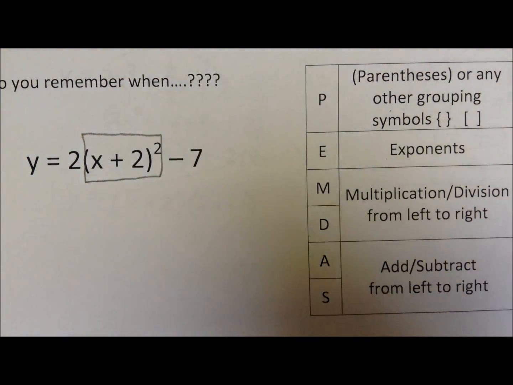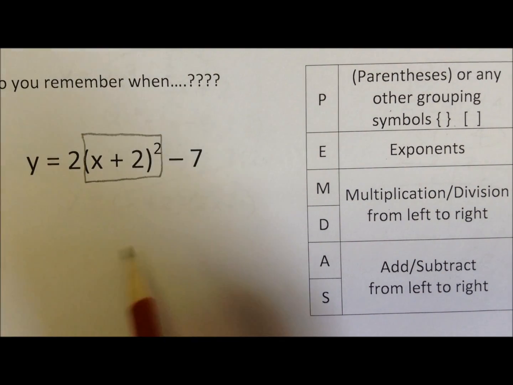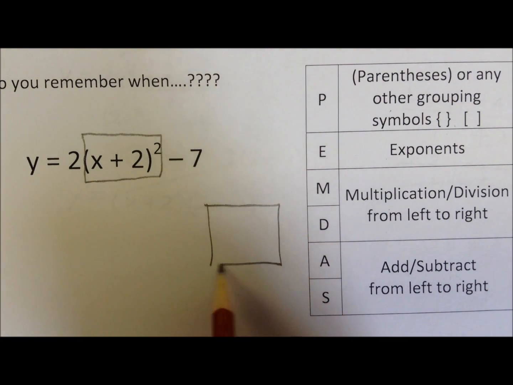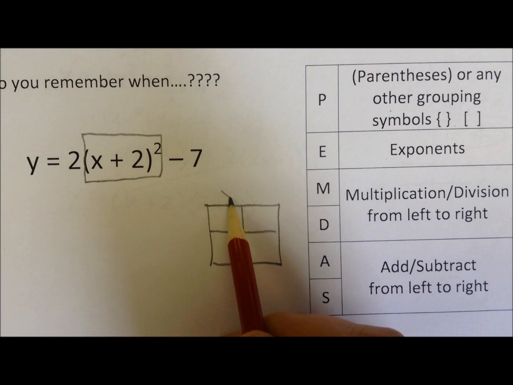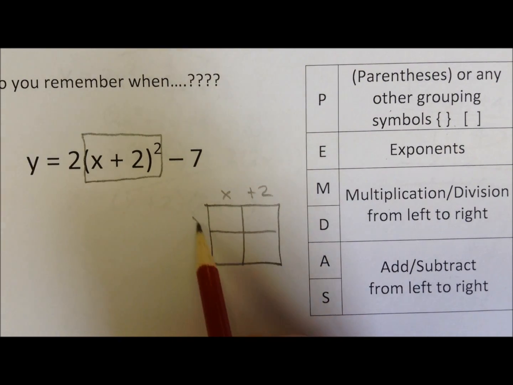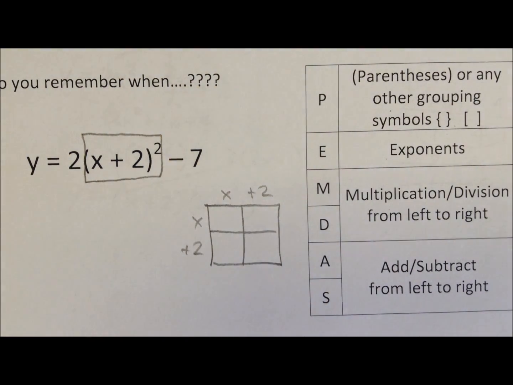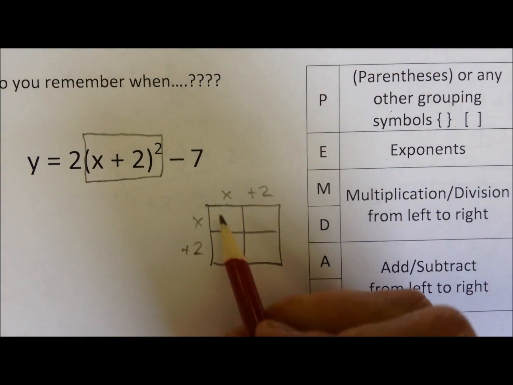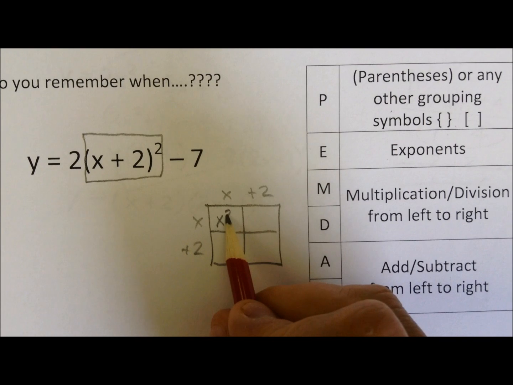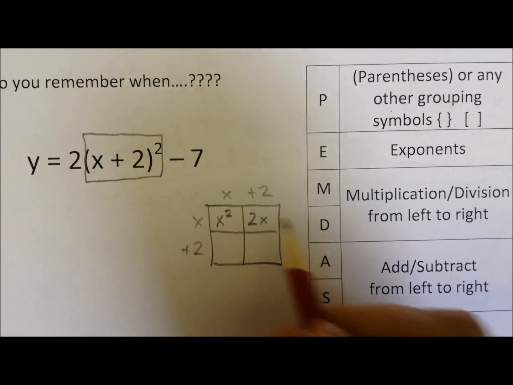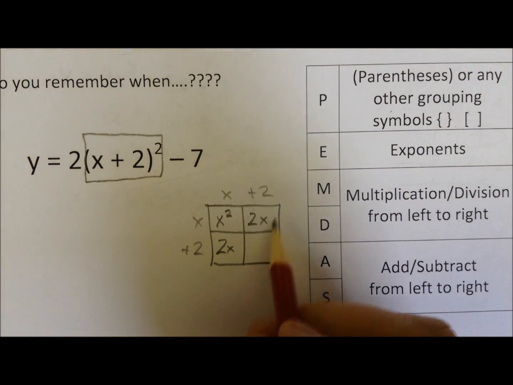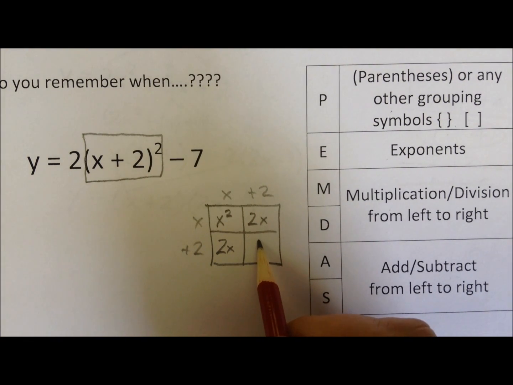Well, how do we multiply x plus 2 by itself? That's right, we're going to call upon prior knowledge, and we're going to do an x plus 2 times an x plus 2. This is going to be a trinomial square, so if you know the shortcut you could use it, but if not, the box always works. x times x is x squared, 2 times x is 2x, 2 times x is another 2x, and 2 times 2 is going to be 4.